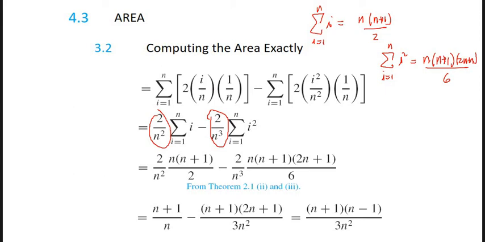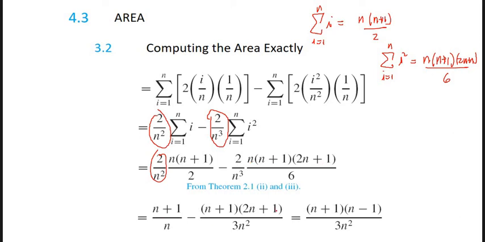You remember this 2i over n squared? Still here. And what about this fellow? The summation of i goes here: n times n plus 1 divided by 2. And here the same thing. The 2 over n cubed goes here, and the summation of i squared, n times n plus 1 times 2n plus 1, divided by 6.